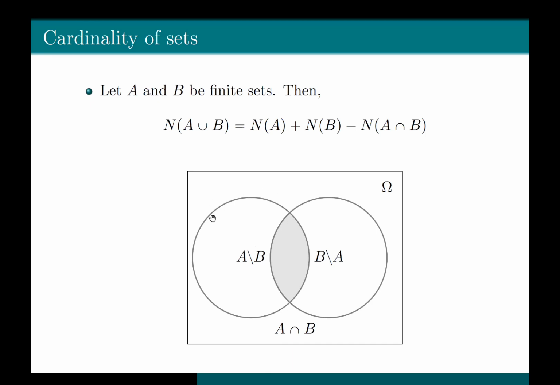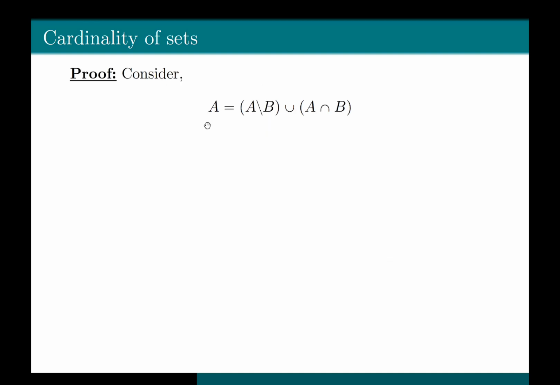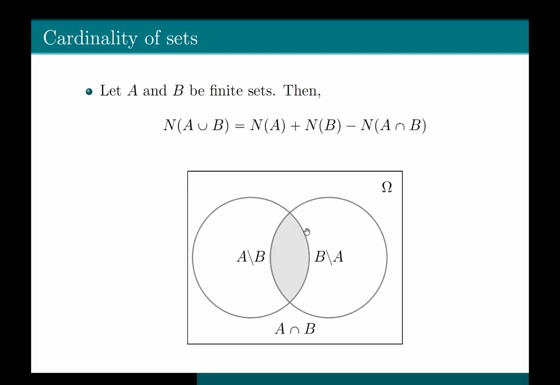So this region A can be written as the union of A minus B, which is this white region, union this gray shaded region, which is A intersection B. So A can be written as the union of the set A minus B union A intersection B. And if you carefully notice, you will realize that this white region, which is A minus B, and this gray shaded region, which represents A intersection B, do not have any element in common.